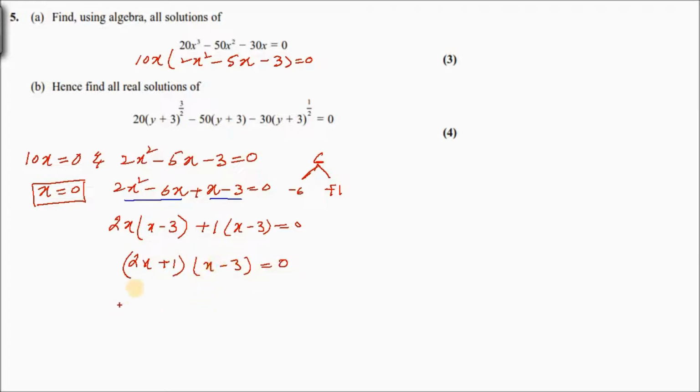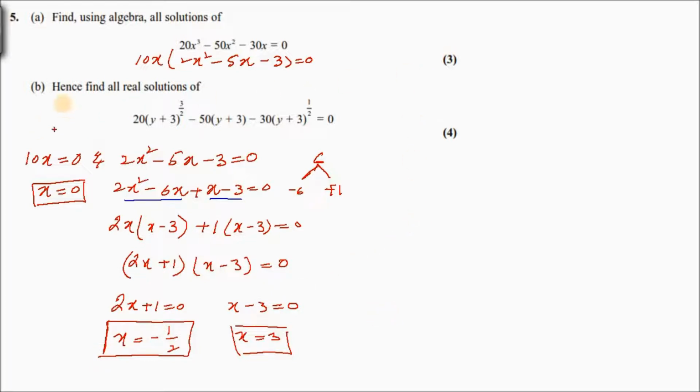Now we have two solutions. So 2x plus 1 equals 0 and x minus 3 equals 0. From here we have x equal to 3. This is the second solution, and from here we have x is equal to minus 1 upon 2. This is the third solution of the equation.